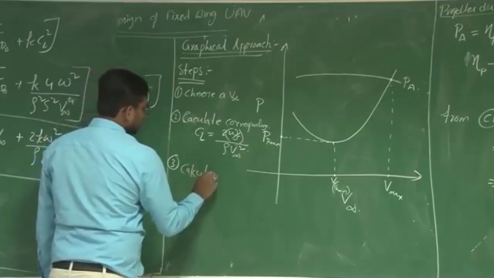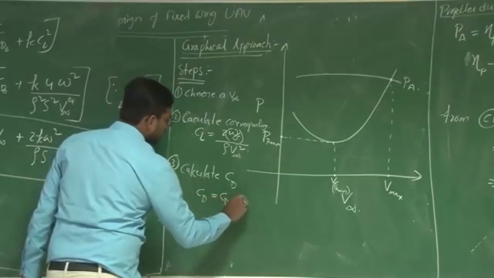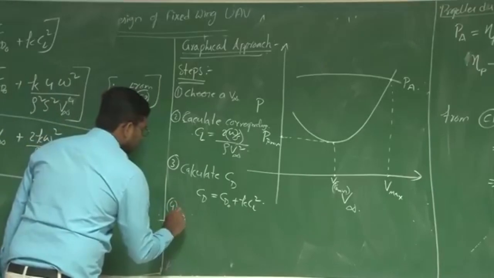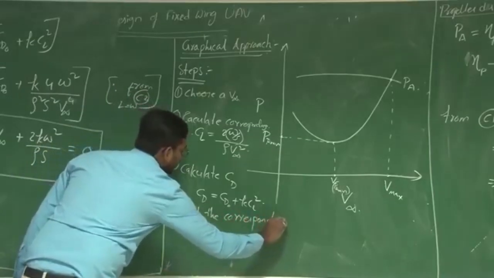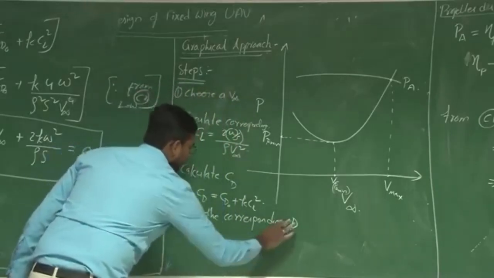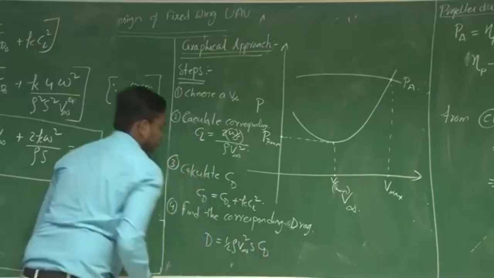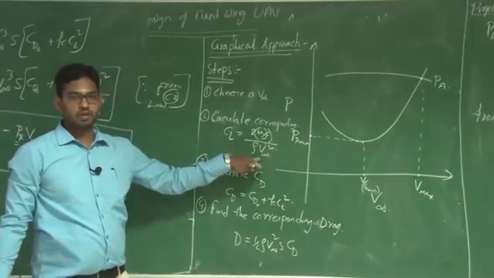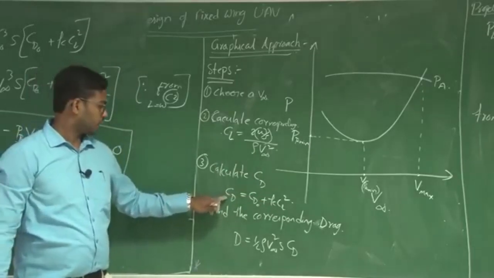Now calculate CD, the drag coefficient. How do you calculate CD? It is equal to CD naught plus K CL square, right? Find the corresponding drag associated with the UAV at this particular velocity. Corresponding drag D is equal to half rho V square S into CD, right? Because for a given UAV, CD naught and K are constant. The CL is a variable which you can obtain once you know the velocity for the level flight. Once you know CL, you can substitute in this drag polar to find out what is CD. Once you have CD, you can find out the corresponding drag.